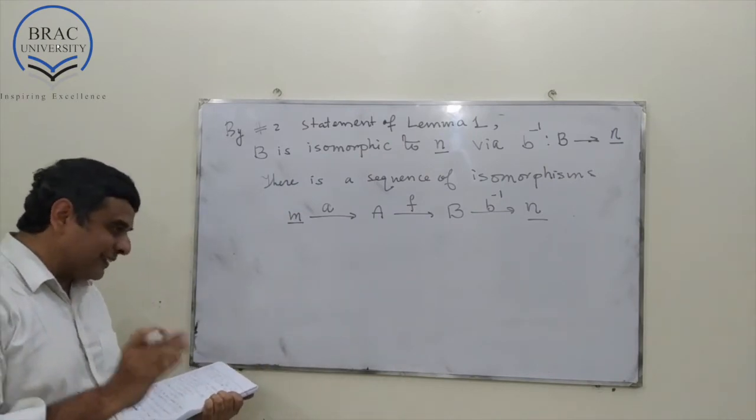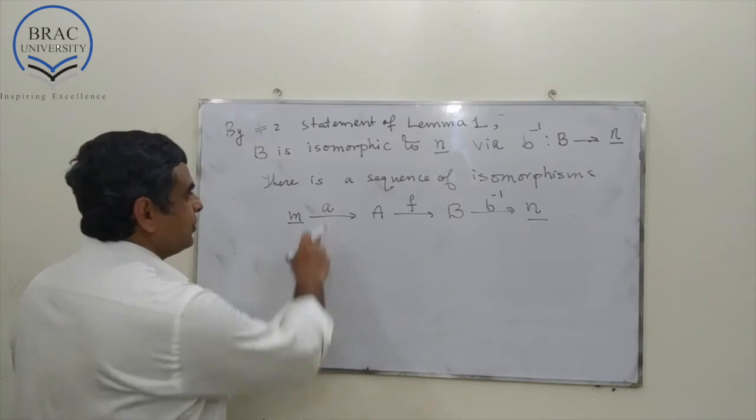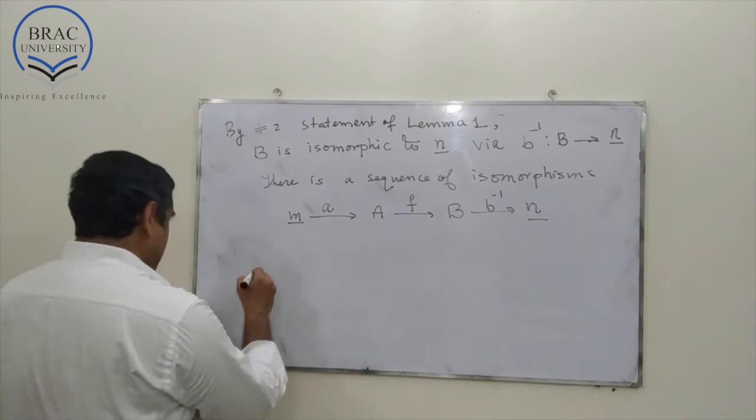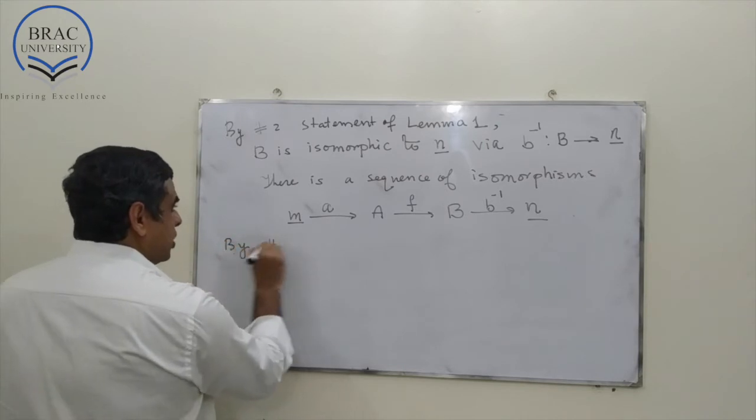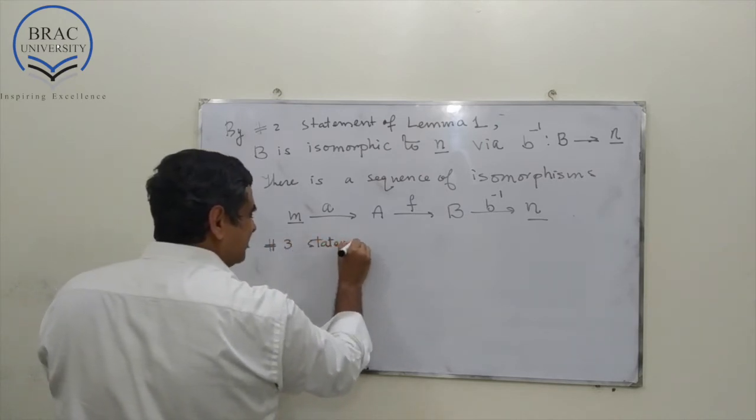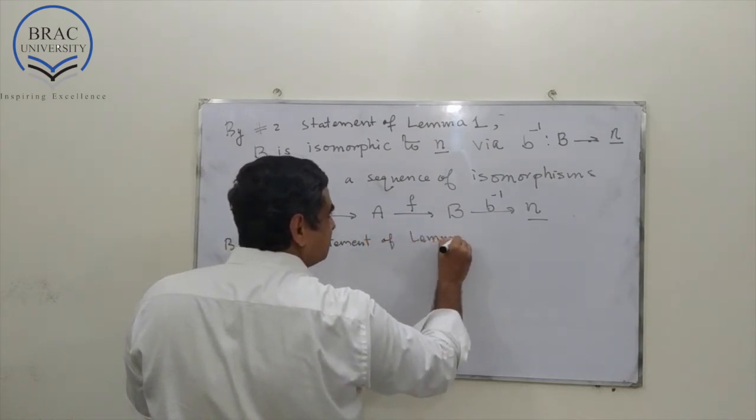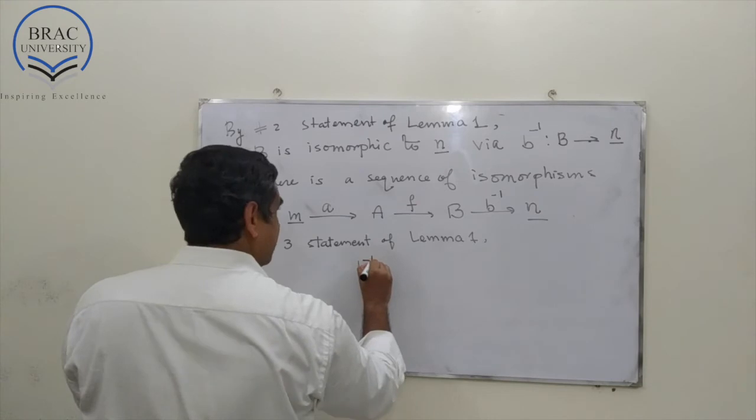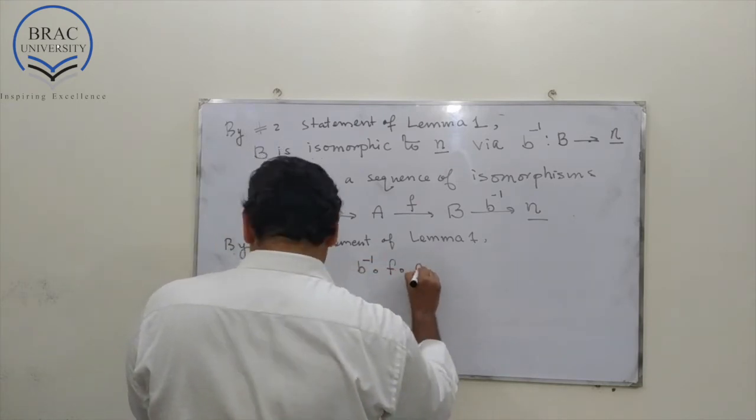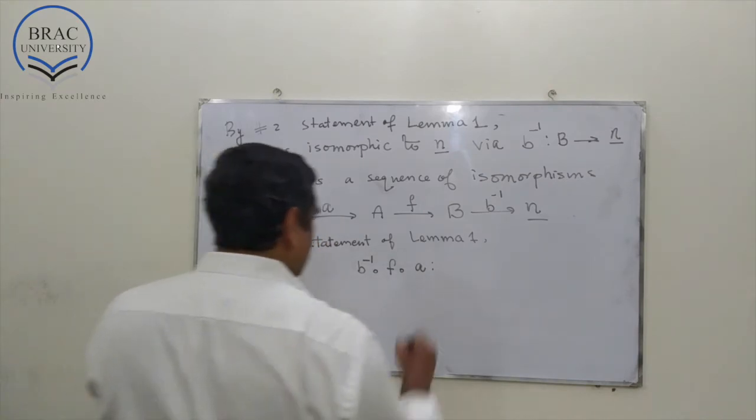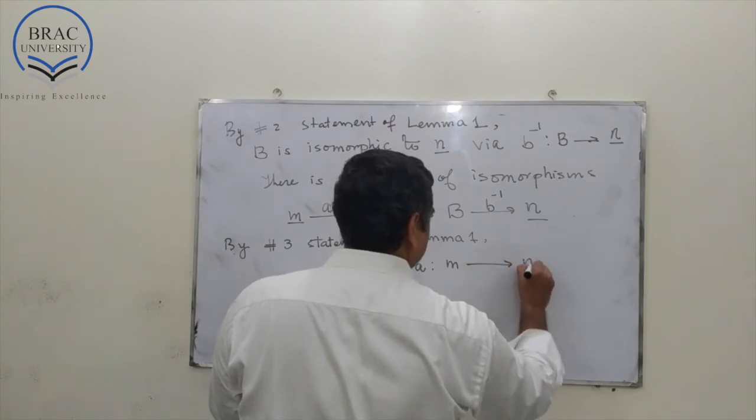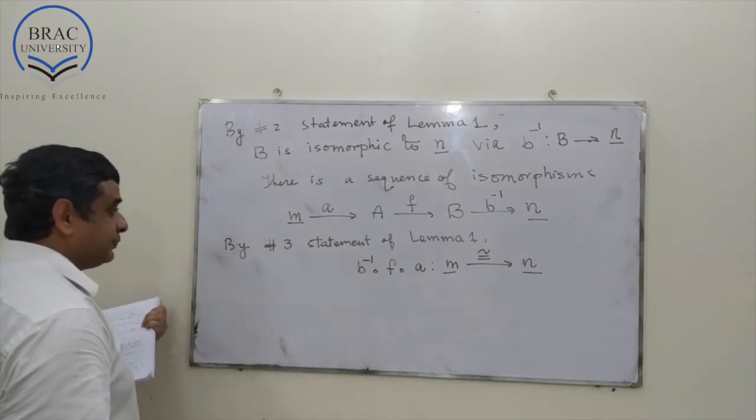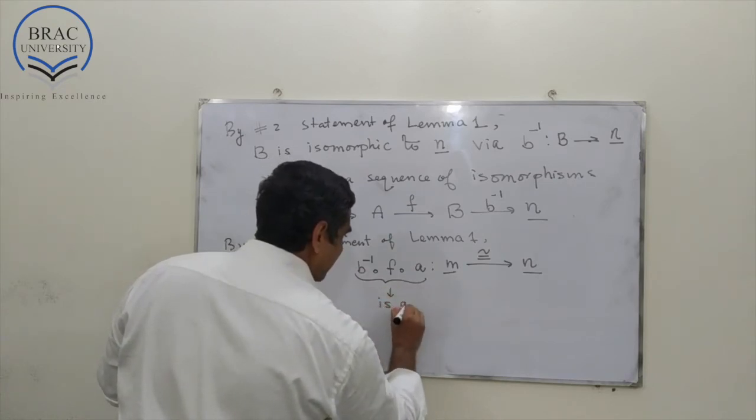Now, using the third statement of lemma 1, we see that since these are all isomorphisms, this composition of maps will yield the isomorphism between these two sets. And this is an isomorphism by the third statement.